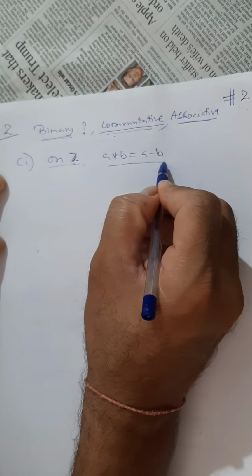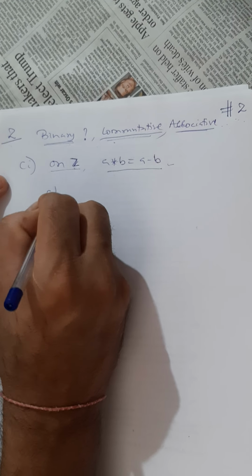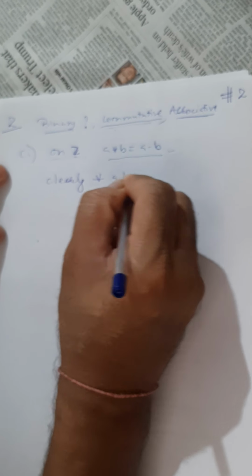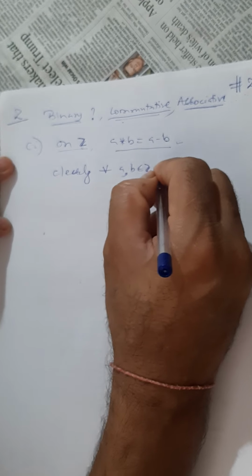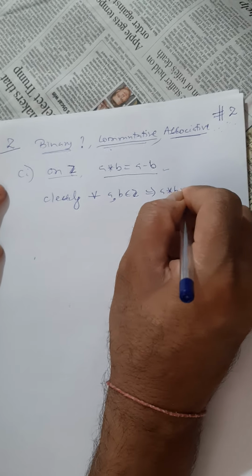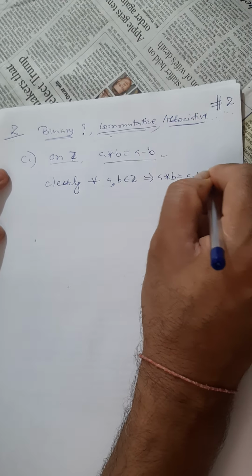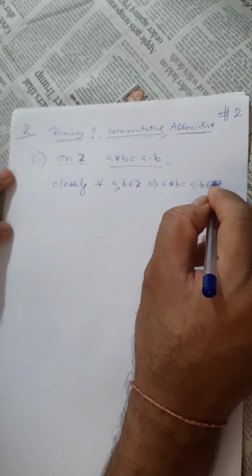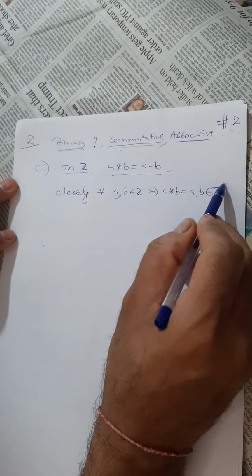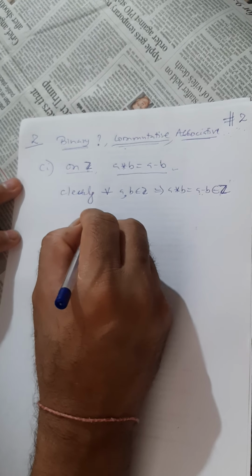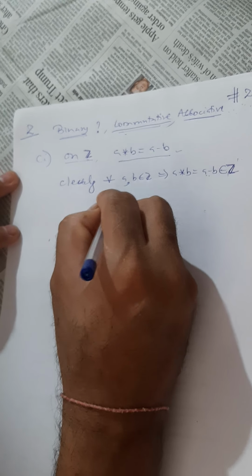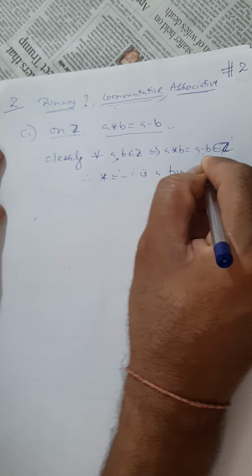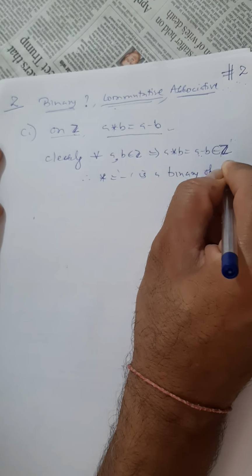This is a standard subtraction operation. So clearly, for every A, B from Z, if you take any 2 integers and find A asterisk B, which is their subtraction A minus B, it is always in Z. Remember, this can be 0, positive or negative, so it is always in Z. In the previous question it was Z plus, here it is Z. So you can say that asterisk, which is subtraction, is a binary operation. Once it is binary, you can check the other two properties.